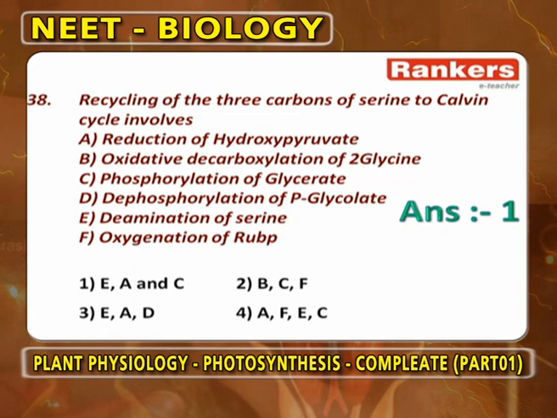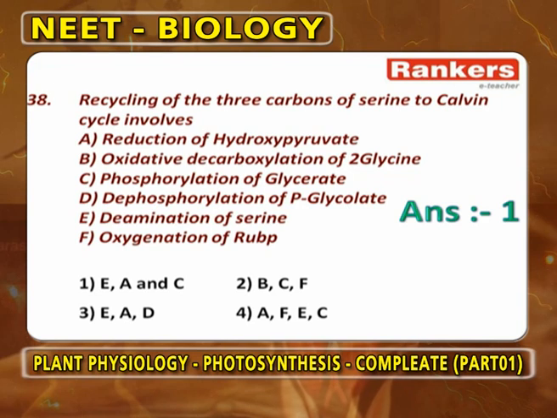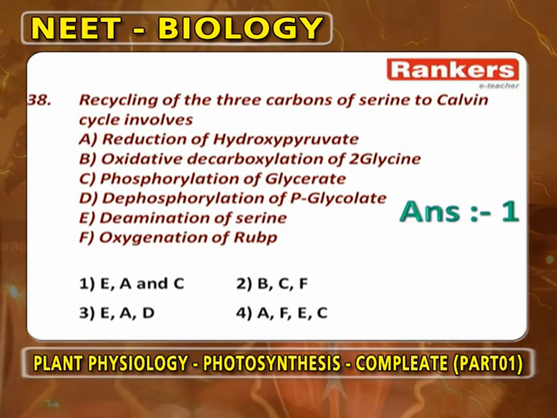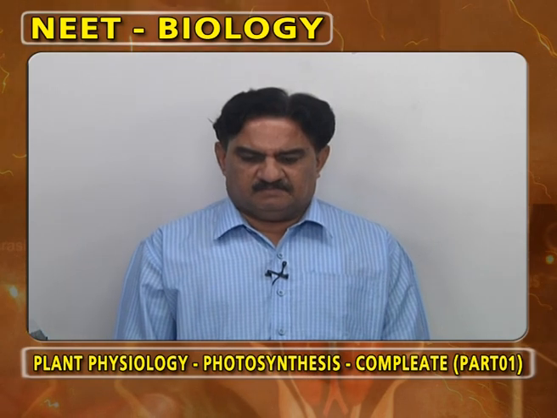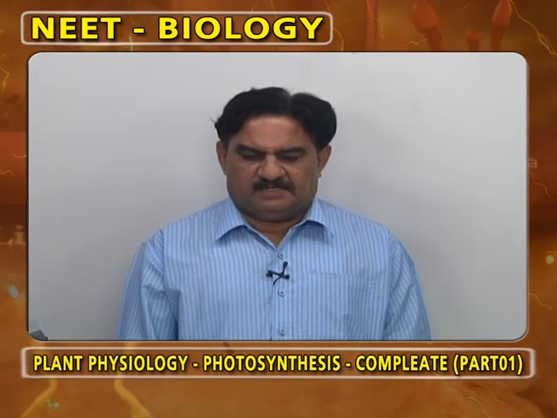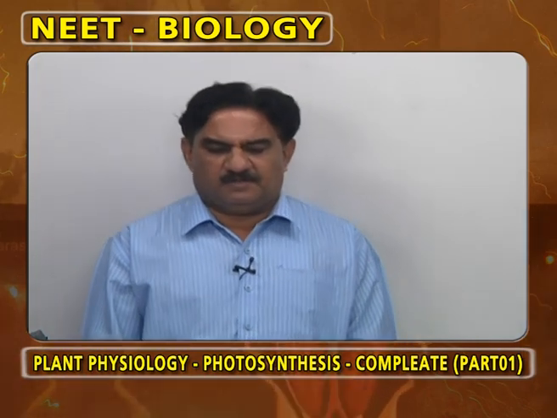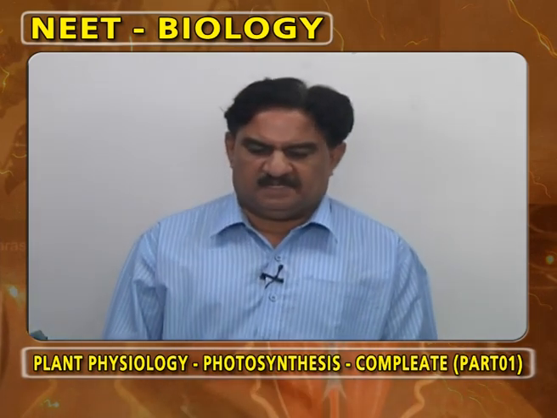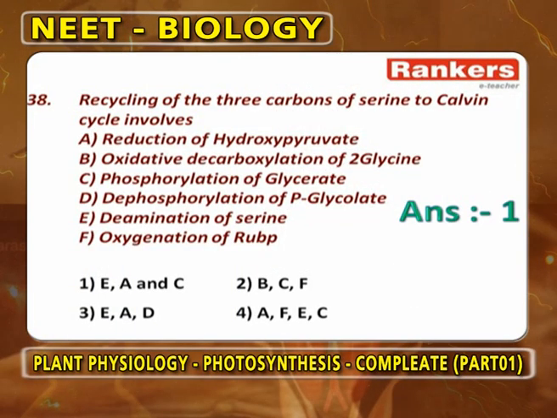Recycling of the 3 carbons of serine to the Calvin cycle involves: reduction of hydroxypyruvate is correct. Oxidative decarboxylation of glycine is wrong. Phosphorylation of glycerate is correct. Dephosphorylation of phosphoglycolate is wrong. Deamination of serine is correct. Oxygenation of RuBP is wrong. Recycling of 3 carbons of serine to the Calvin cycle is related to photorespiration. So E, A and C, first option.